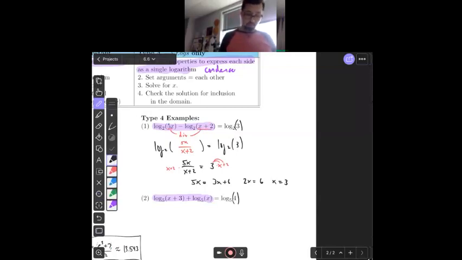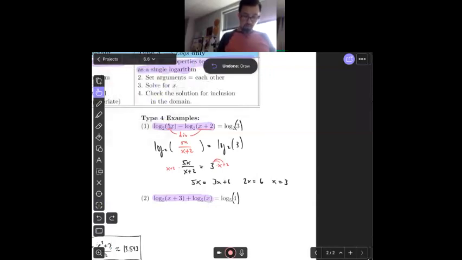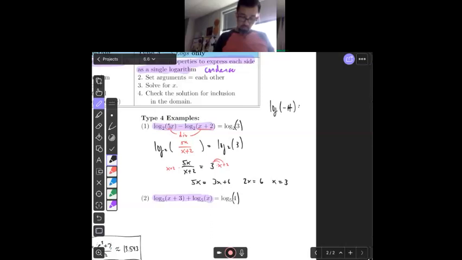So watch this idea of the domain: the argument can't be negative, the argument can't be 0. Any of those things happening would mean our answer would not work.